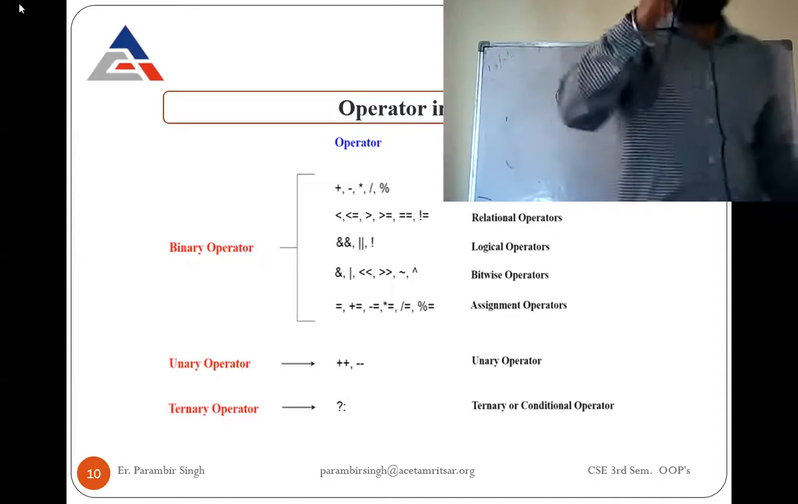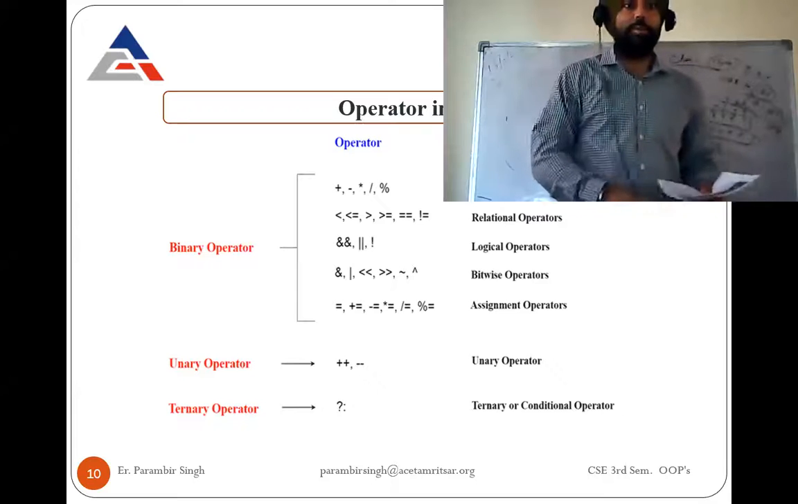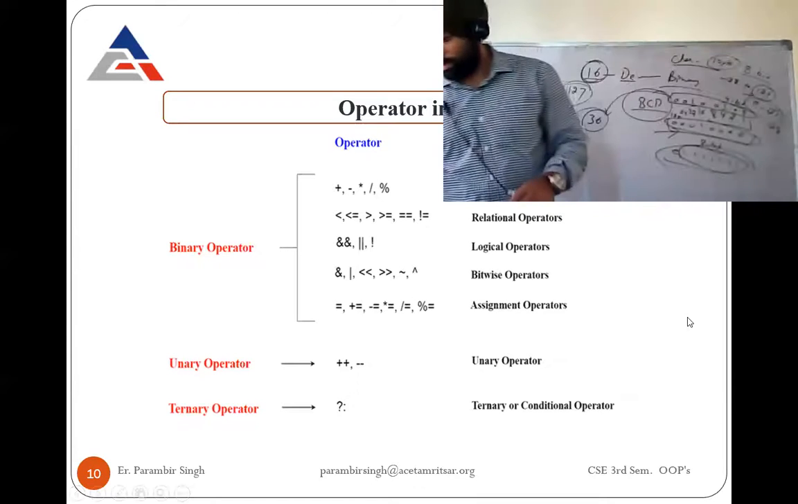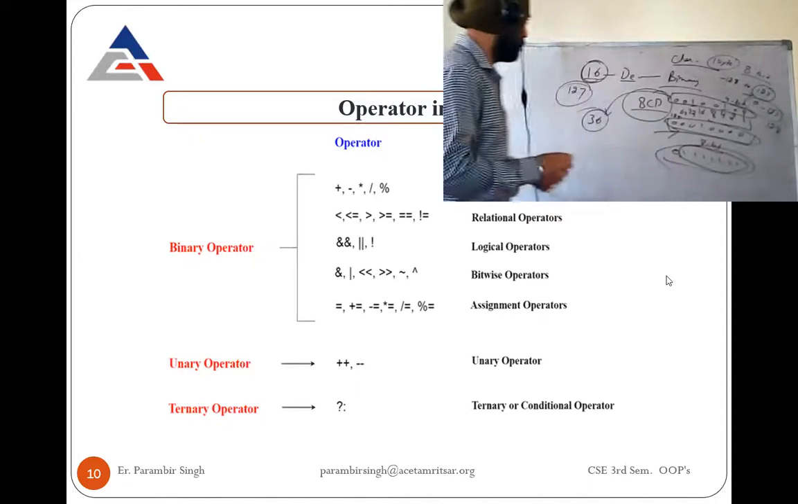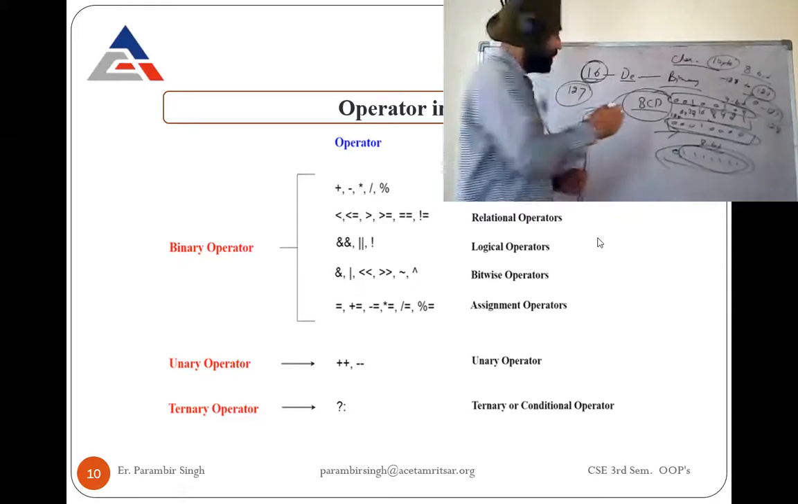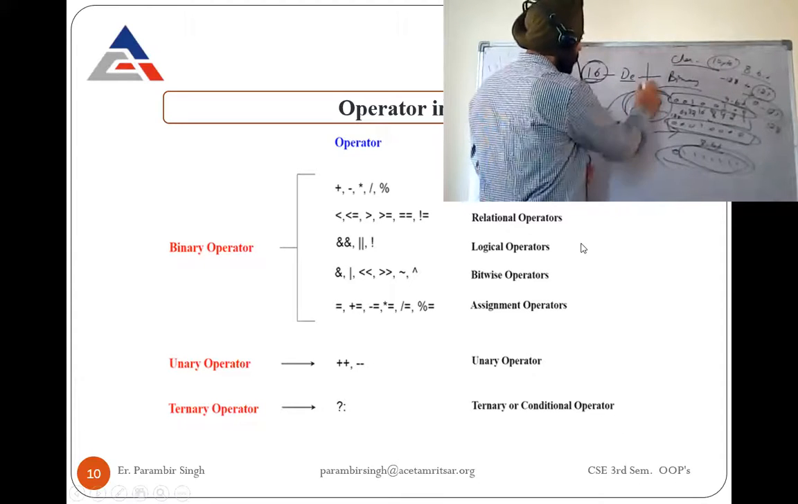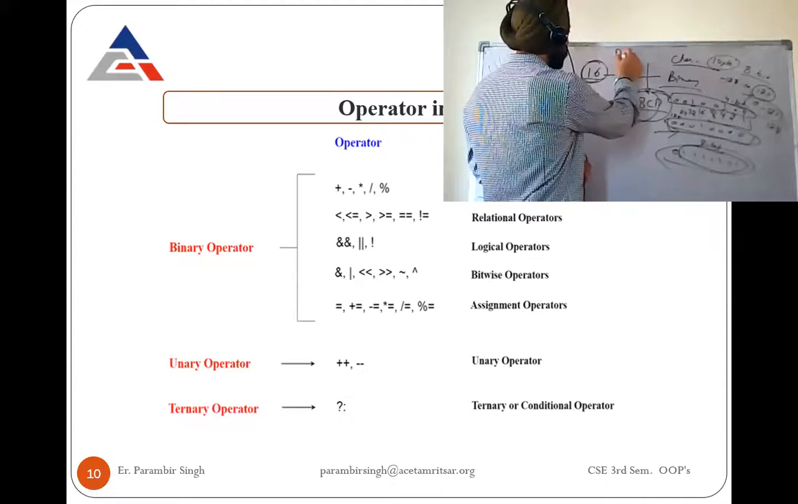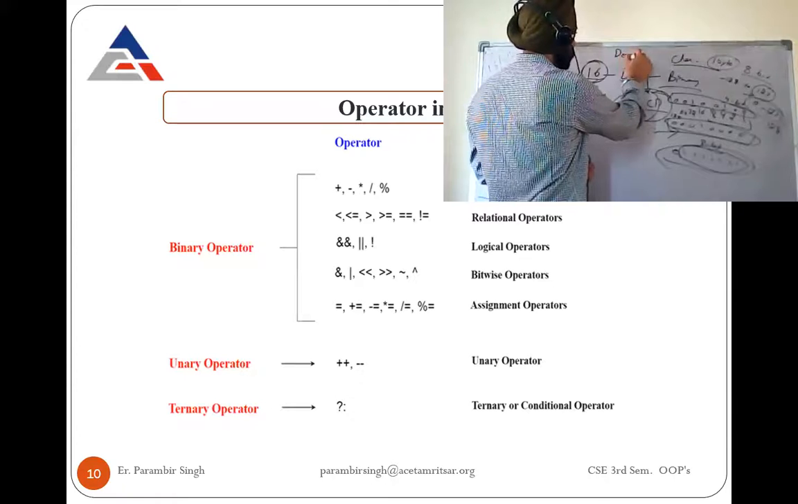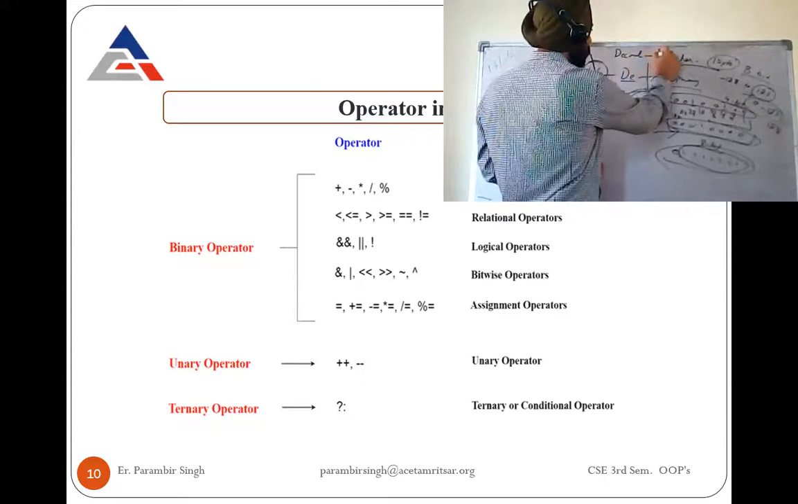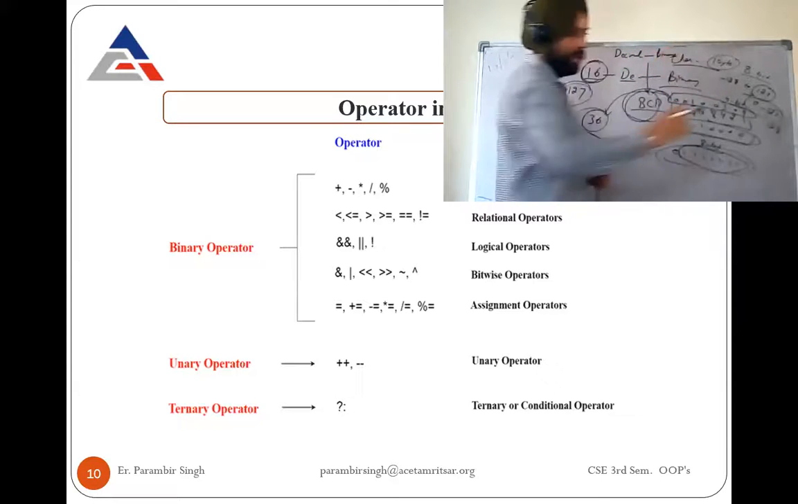I'm going to explain BCD code again. BCD code helps to convert a decimal value to a binary value.